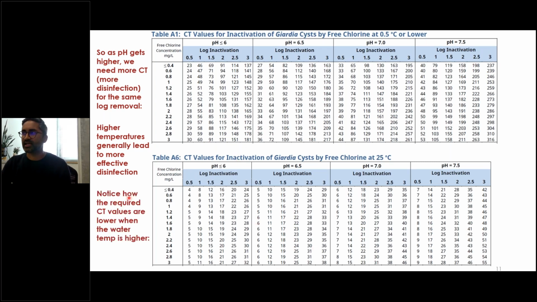So that's what these notes on the side are basically just describing. We can pick a random number, let's say 3-log inactivation at a pH of less than 6, and you have 0.6 concentration of chlorine, so that's 141. The exact same thing at 25 degrees Celsius is a CT value of only 25. So you can see that's a big difference just by when your temperature is higher. So increasing temperature generally leads to more effective disinfection, which means a lower CT is required. Okay.